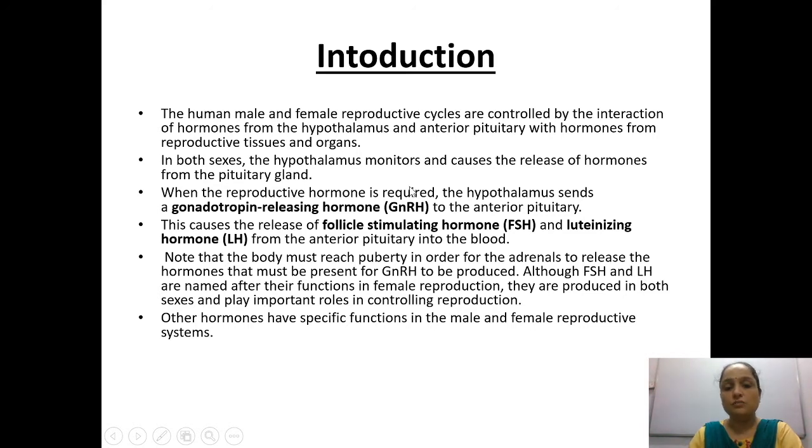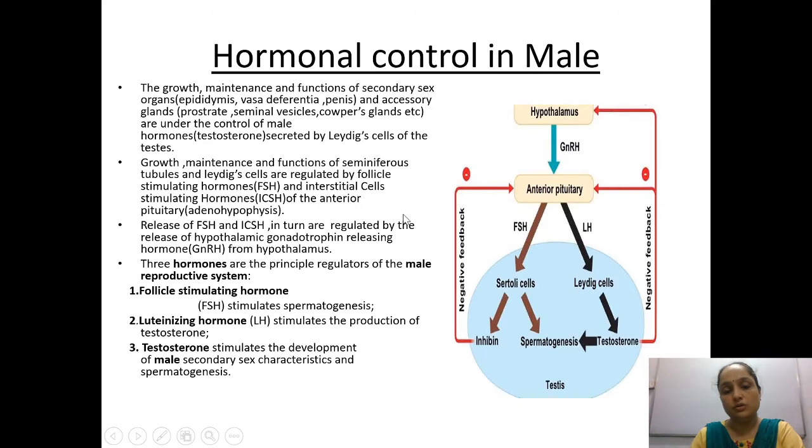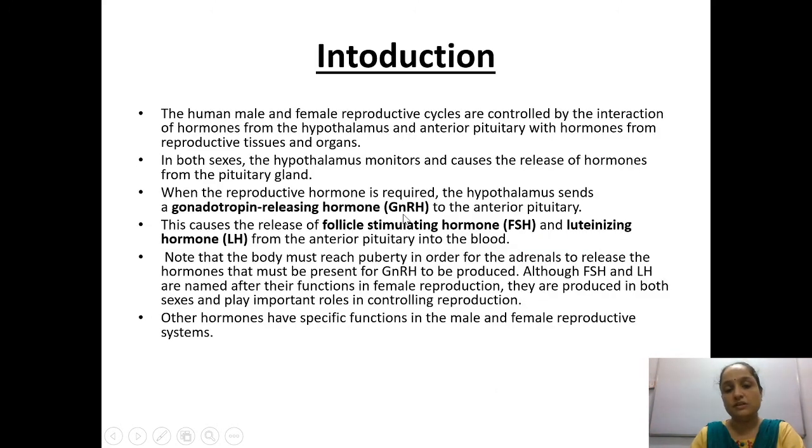Whenever the reproductive hormone is required, this hypothalamus is going to send a gonadotrophin releasing hormone. Learn it properly. Gonadotrophin releasing hormone, it stands for GnRH, to the anterior pituitary. So what is going to happen? Hypothalamus is going to produce a hormone known as gonadotrophin releasing hormone. It will be sent to the anterior part of the pituitary. Got it? And this causes the release of follicle stimulating hormone.